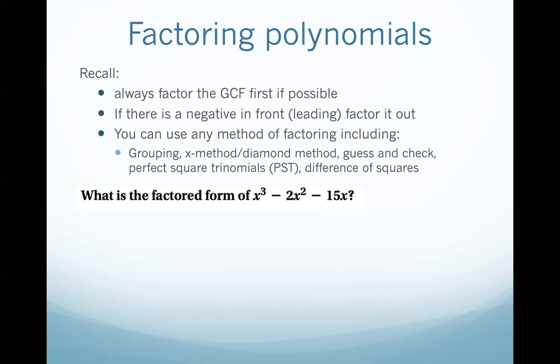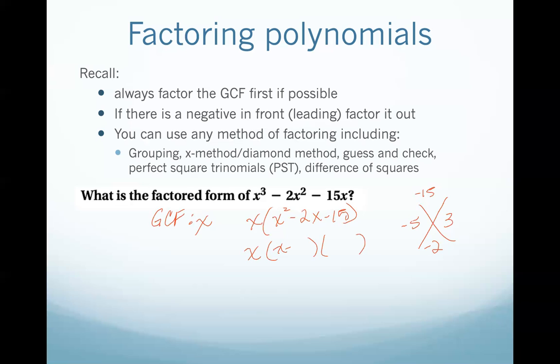The first thing I'm going to do is say that our greatest common factor here, I have x cubed, x squared, and x, so I can factor out an x from all of those. X times x squared minus 2x minus 15. And then I need two numbers that multiply to negative 15 and add to negative 2. It's going to be 5 and 3, and the bigger one needs to be negative in order to add to negative 2. So I still have that x, but now I have an x minus 5 and an x plus 3. That is the factored form.